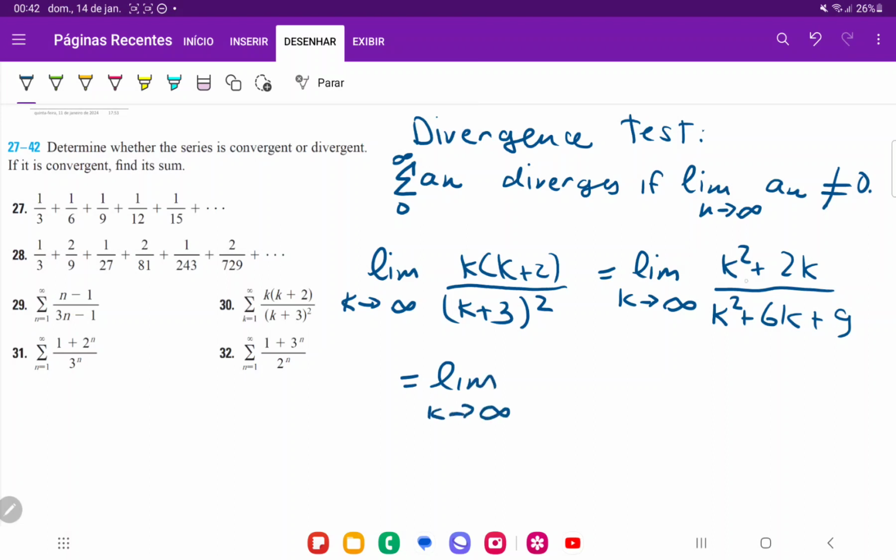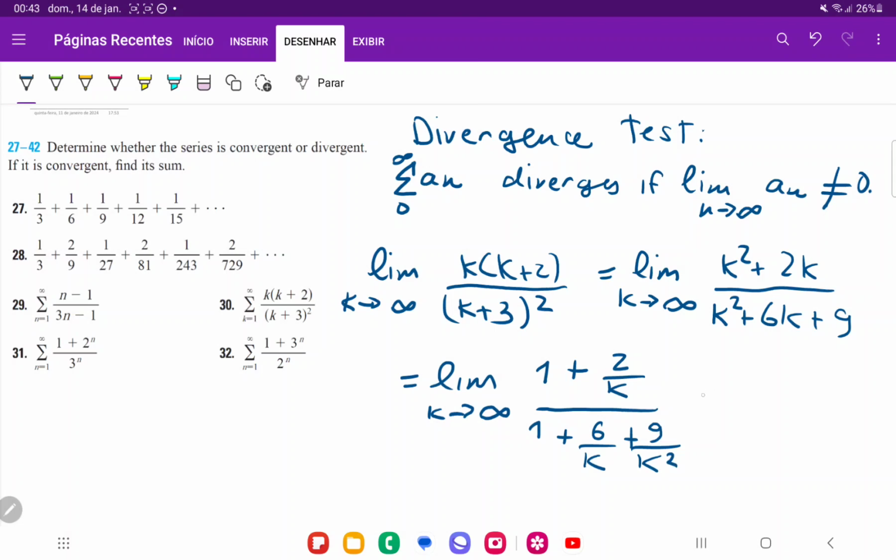Now we're just going to divide everything by the highest power. And the highest power here is k squared. So it's going to be k squared divided by k squared is just 1. Plus 2k divided by k squared is 2 over k. All over k squared divided by k squared is 1. Plus 6k divided by k squared is 6 over k. And then plus 9 over k squared.